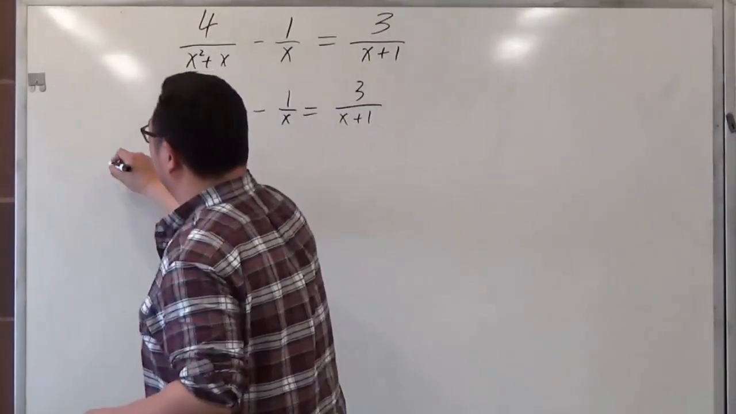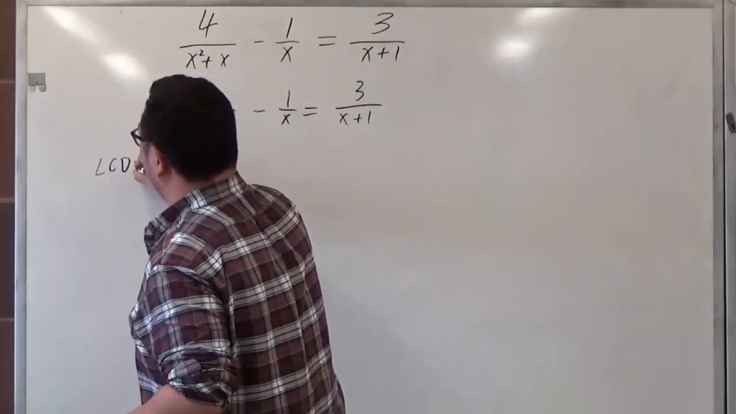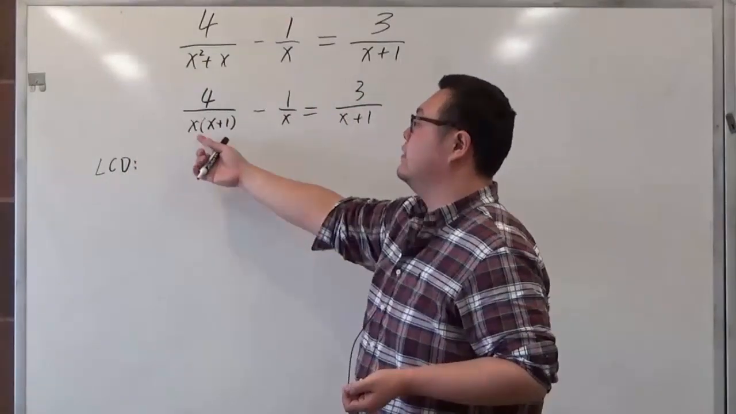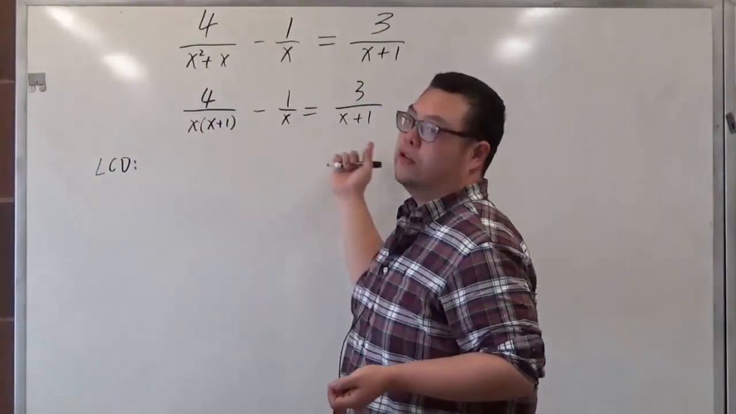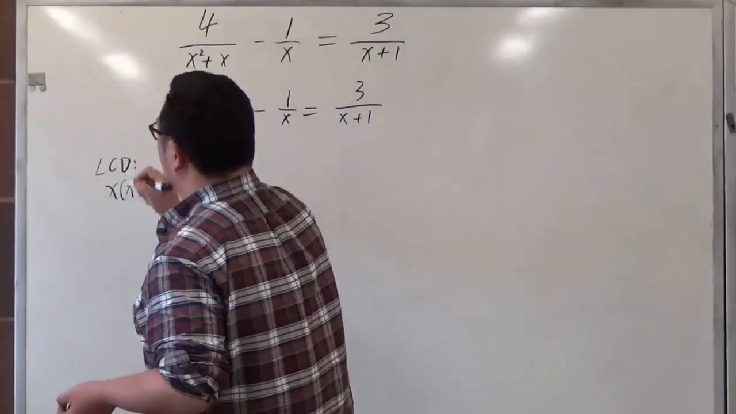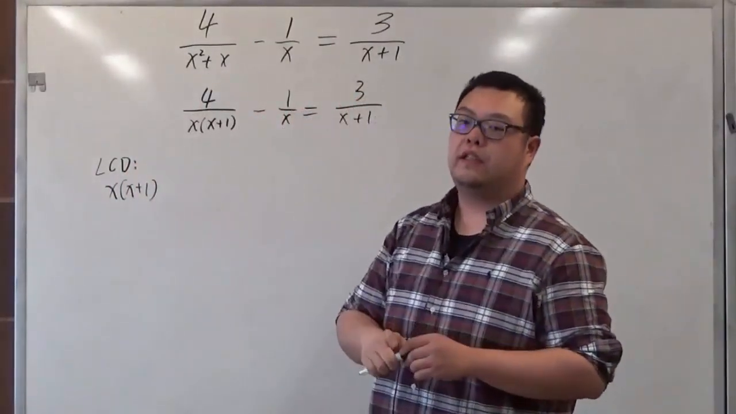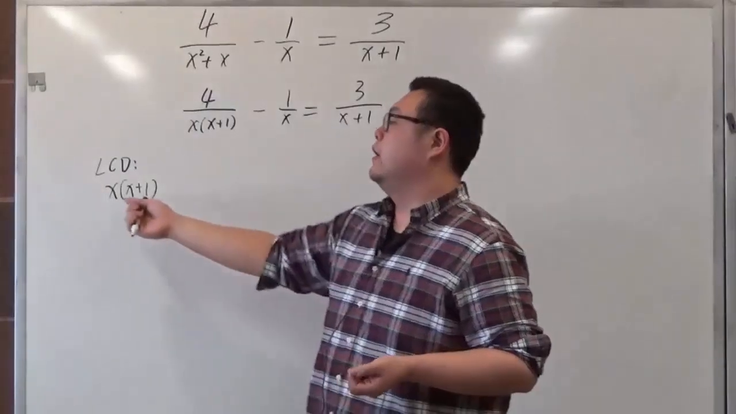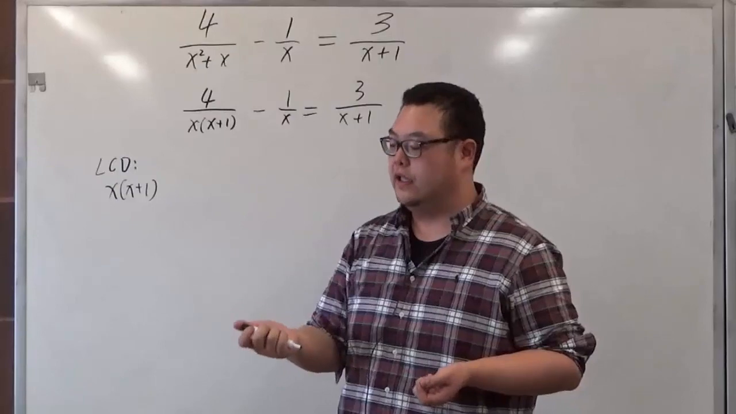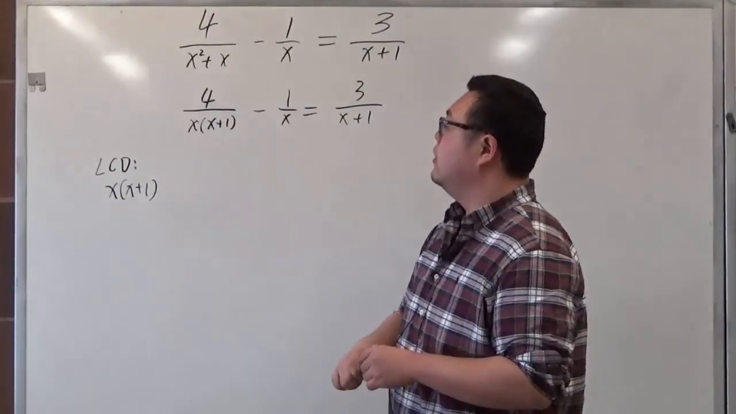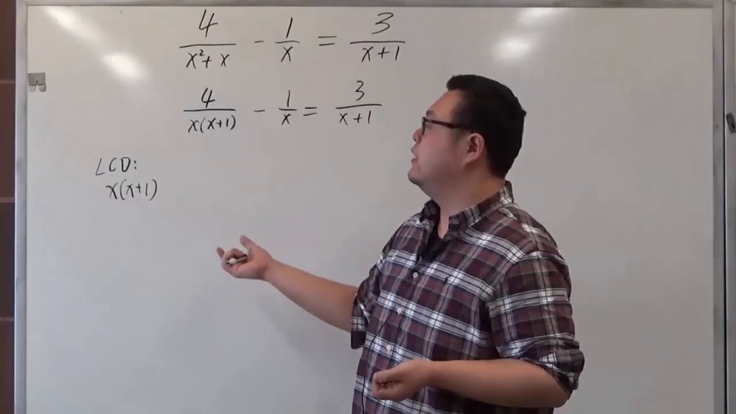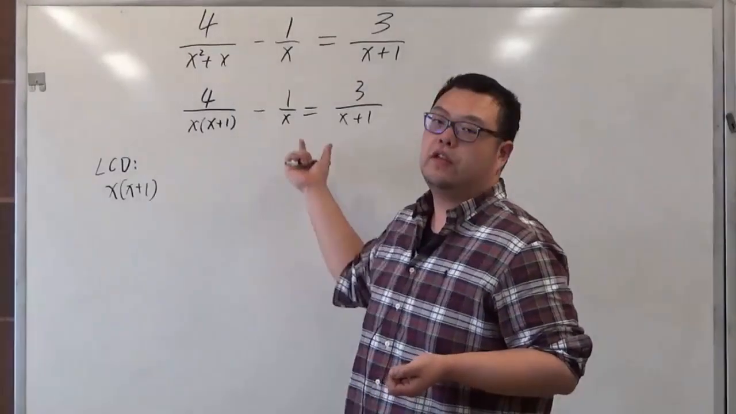So what we can do here is find the least common denominator. Basically it will be everything on the denominator that we have seen: x and also x plus 1. We take the highest power of everything we see, which is 1. So x and x plus 1 multiplied together will be our LCD. And what we could do is simply multiply the LCD into each term.